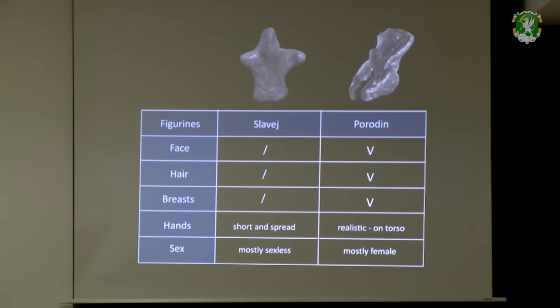When we go back to the figurines only, and compare neighboring sites from Pelagonia, we can see that some of the communities were focused on more stylized bodies, while some, like those in Porodin, were focused on more or less realistic bodies. So most of the figurines in Slavej don't have a face, they don't have hair or breasts, and their hands are short and spread. Most of them are sexless, in contrast to Porodin, where we can see most of these elements represented.